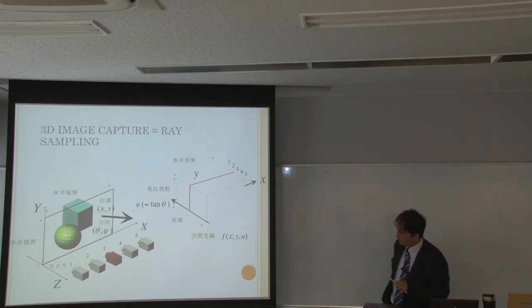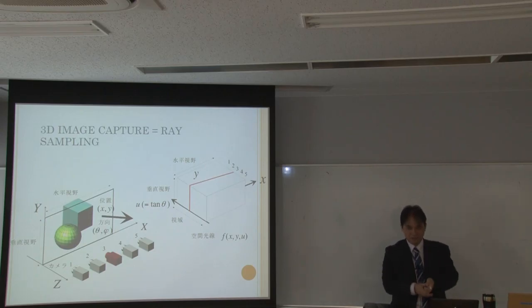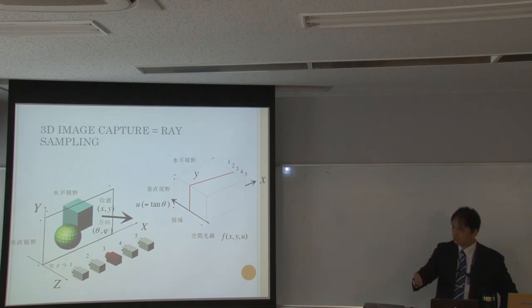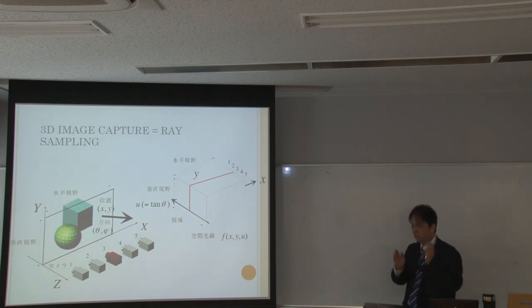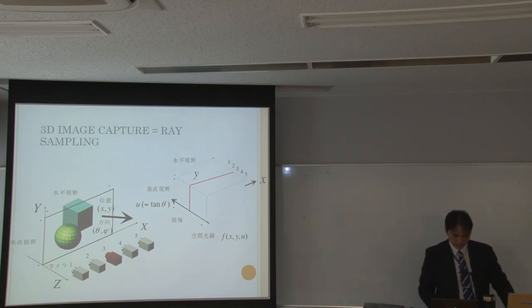So the important point is that one view image corresponds to a section image of this uiro. Once we get the uiro, we can cut the uiro, and then the section image corresponds to a free viewpoint image. So this is the main concept of free viewpoint image.